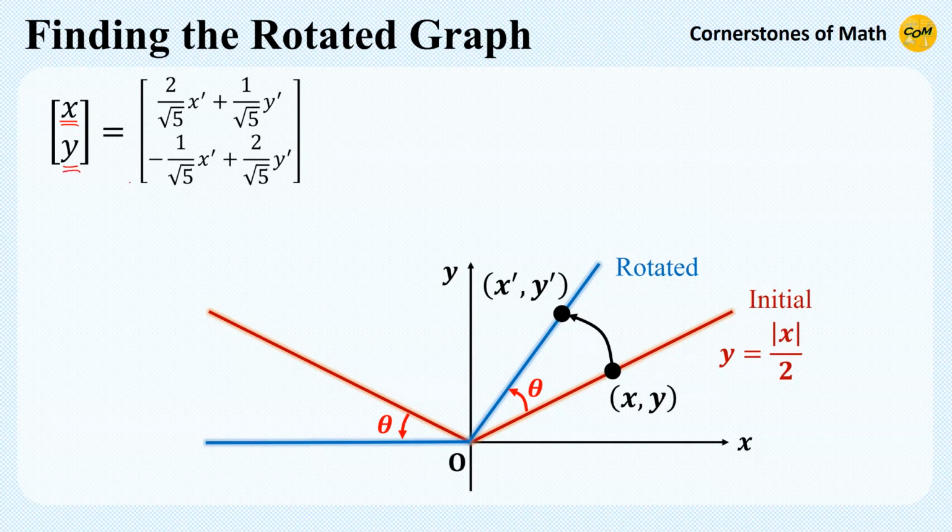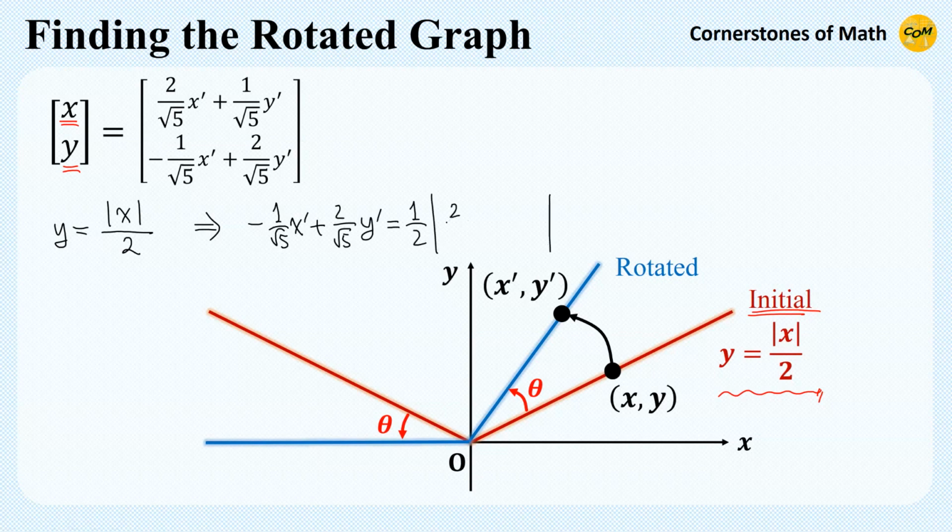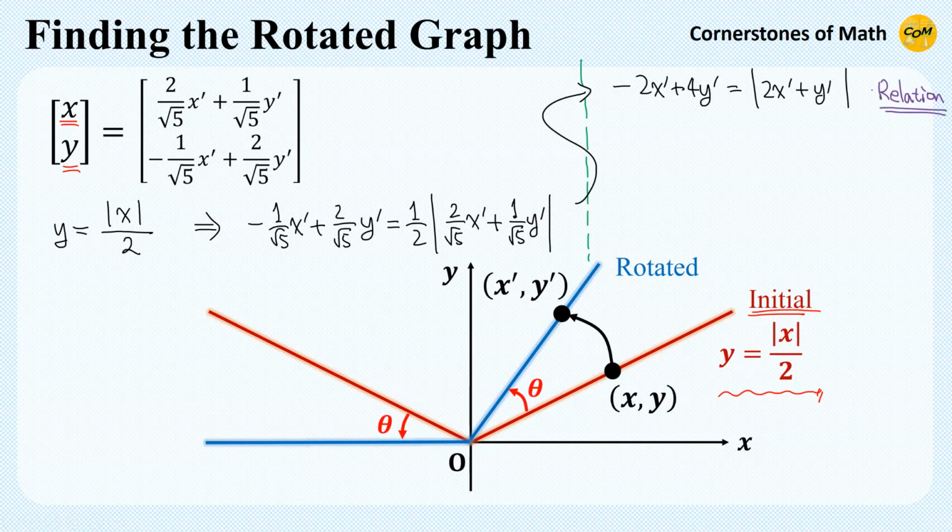And this x and y satisfy the equation of the initial graph y equals absolute value of x over 2. So substituting into this equation gives minus 1 over square root of 5 x prime plus 2 over square root of 5 y prime equals 1/2 times absolute value of 2 over square root of 5 x prime plus 1 over square root of 5 y prime, which simplifies to minus 2x prime plus 4y prime equals absolute value of 2x prime plus y prime. So this is the relation between x prime and y prime.